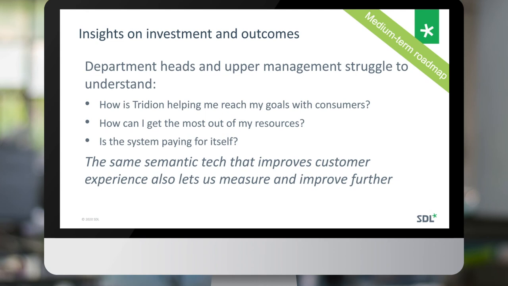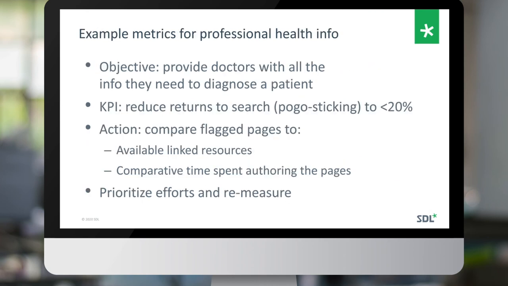customer experience. I've gone on to the next slide now, just giving some examples. Let's say your organization is providing professional health information, to provide doctors with all the information they need to diagnose a patient. So you might set a KPI. Generally speaking, if you're on a page and you're not getting the relevant links and previews and content on the page, if you have to bounce back to the site search, that's a bad experience. It's almost an indication of failure, I would say. And this is a standard industry metric, I would say. Reduce this pogo sticking back to search, as they call it. So let's say this organization has a KPI to reduce this to under 20%.